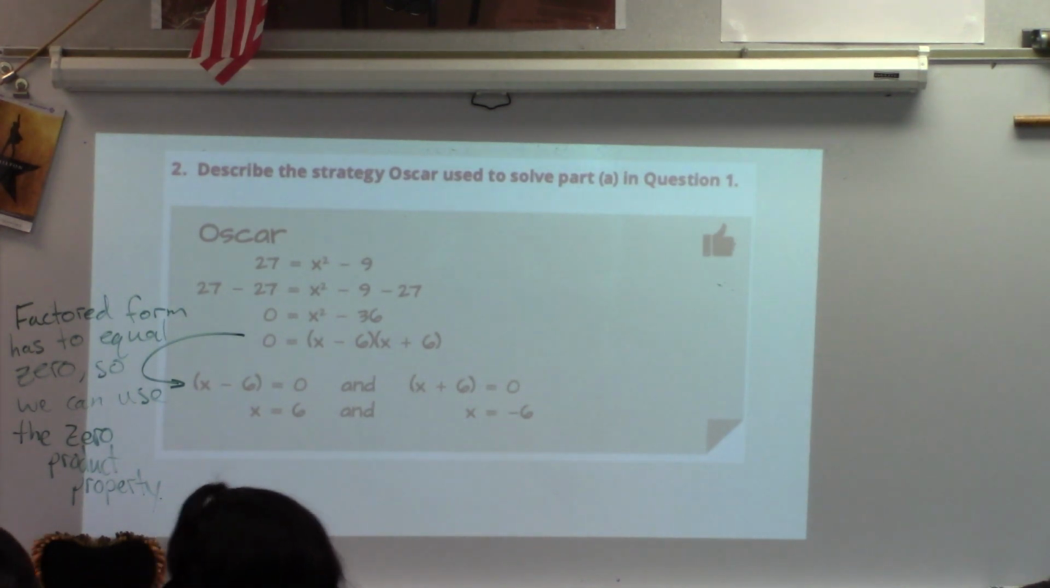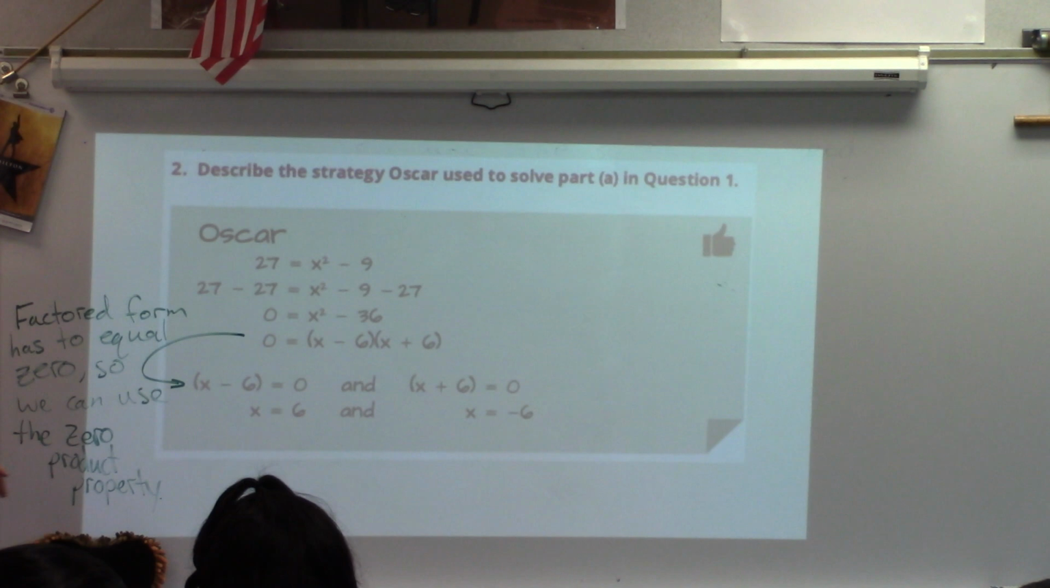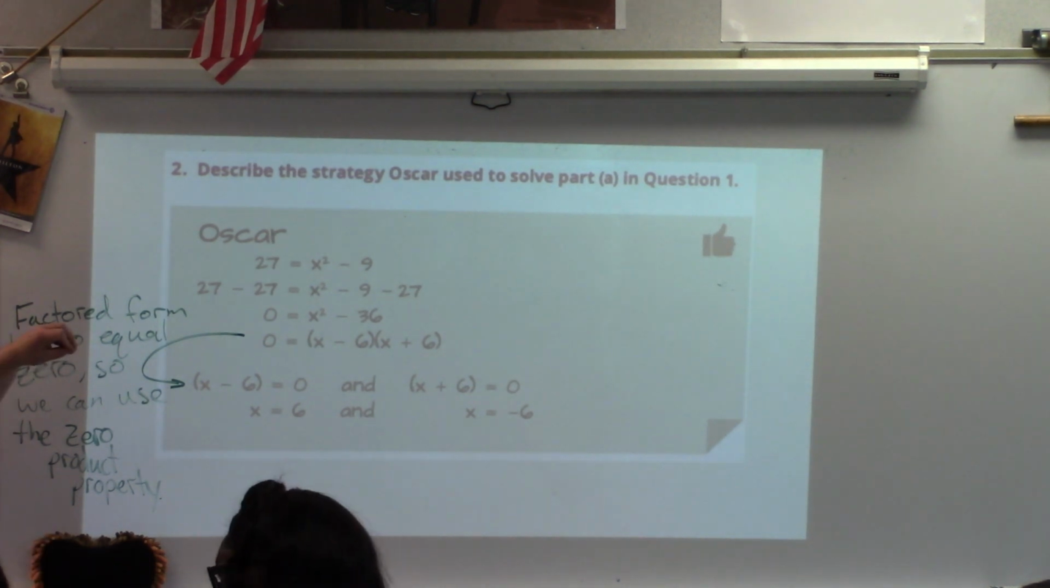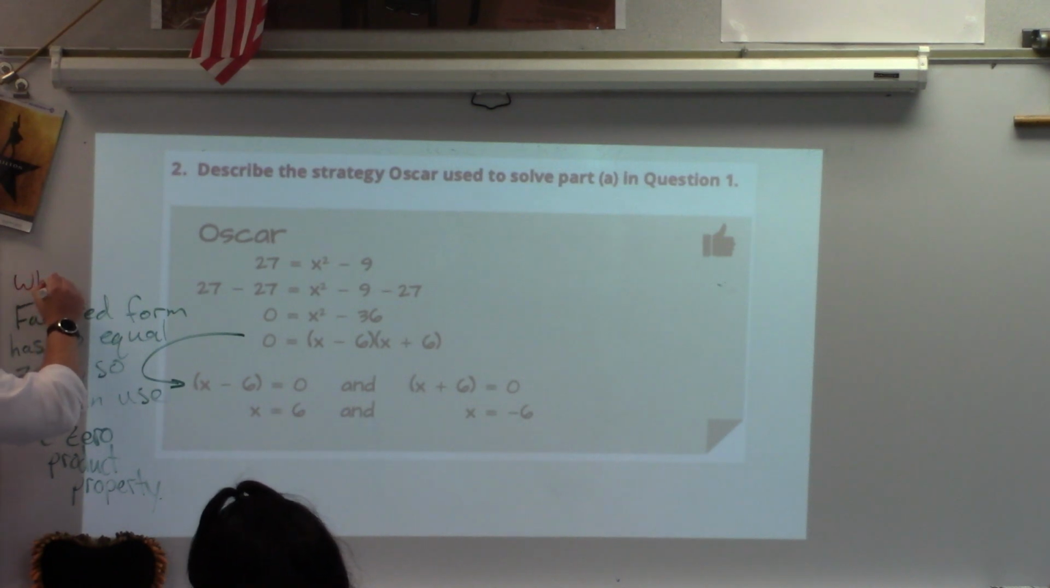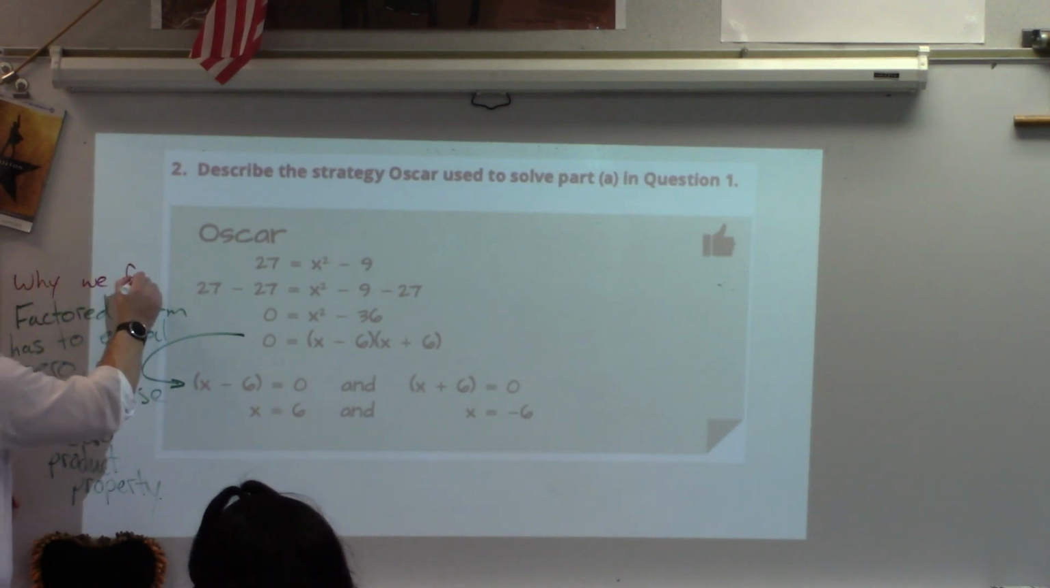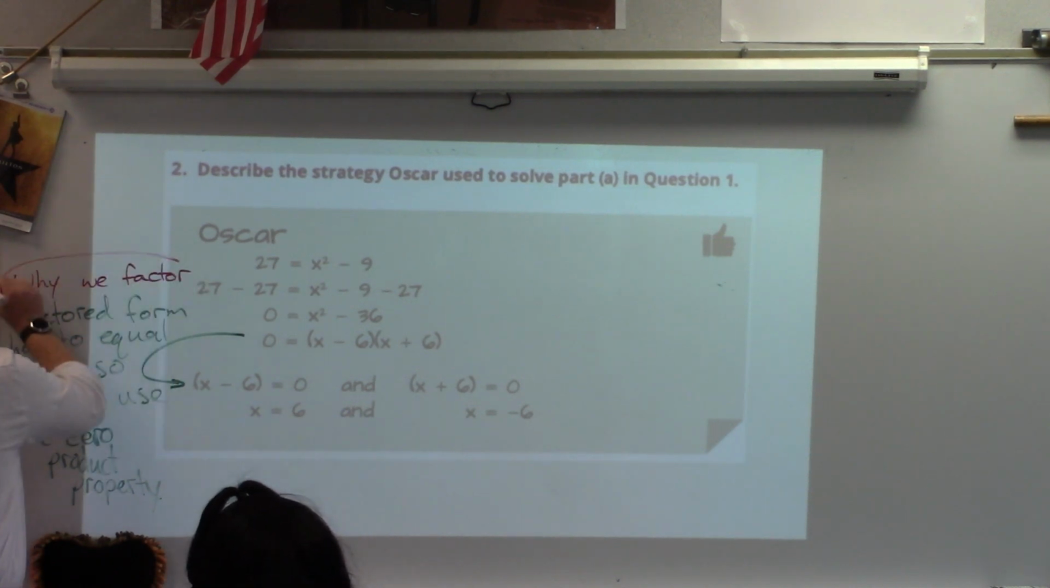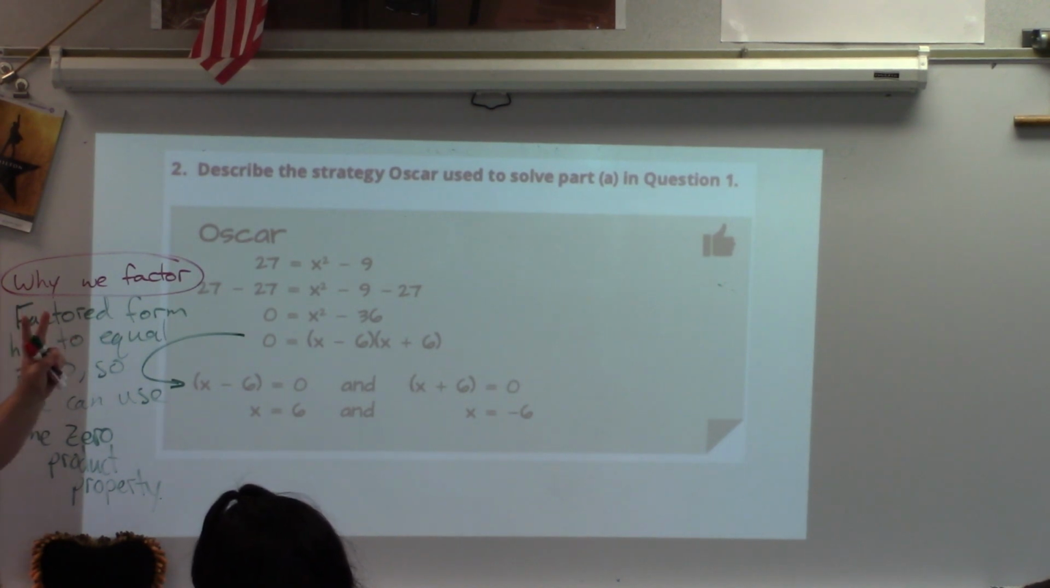Alright, so this is why we're trying to get factored form. This is why we're doing it, so we can use that zero product property. But now we need to figure out how to do it. Now, one thing I want to point out is, how could I check? There's two ways, really. How could I check to see if my factored form is correct?